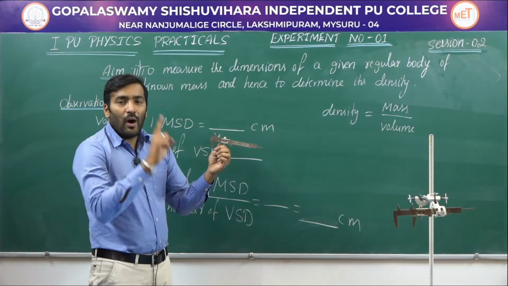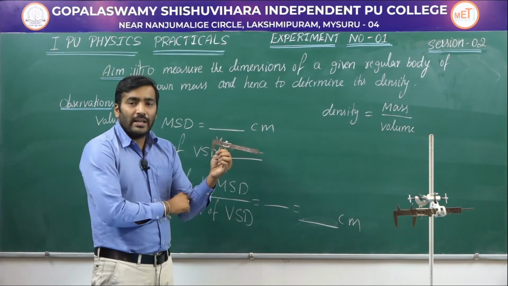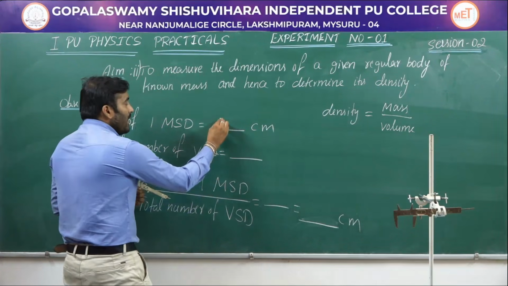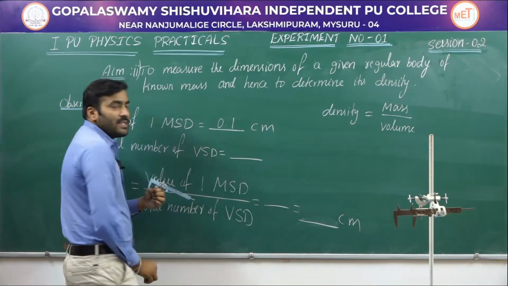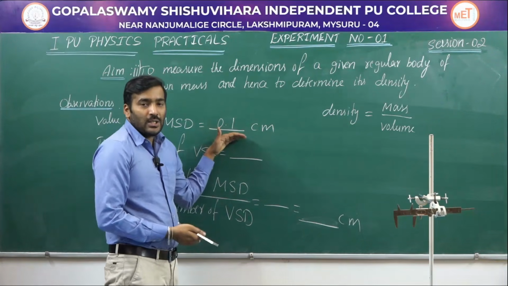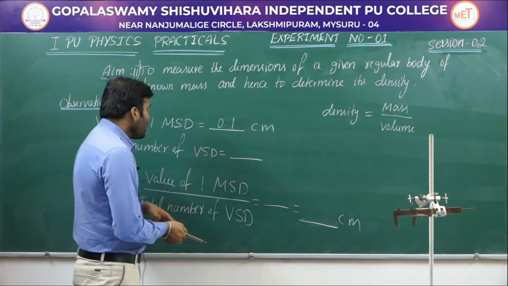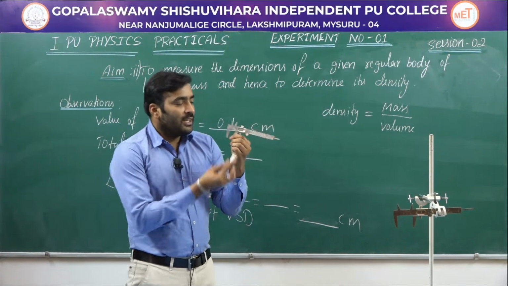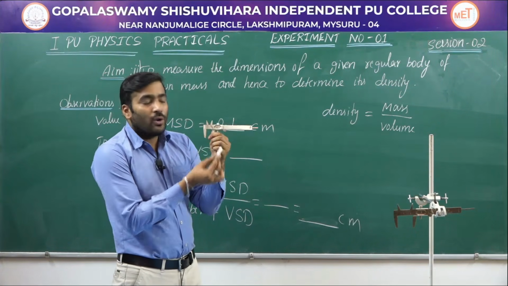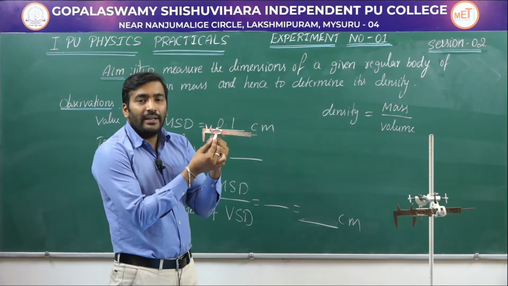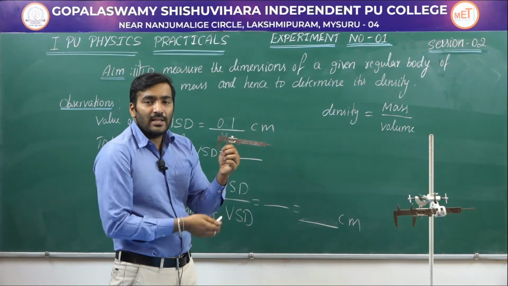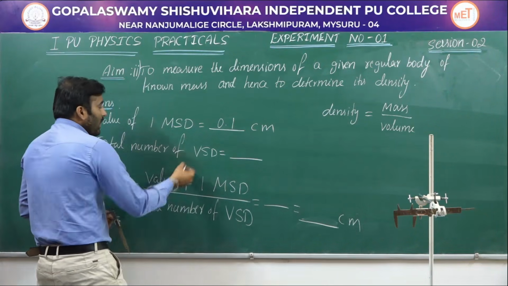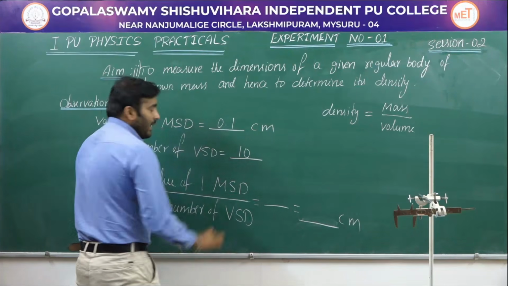What is the value of one main scale division in your vernier calipers? The value of one main scale division is 0.1 centimeter. This has been already explained in the previous session. And the total number of divisions of the vernier: you may find the divisions on this lower side of the window, and there are totally 10 divisions, which we counted in the last class itself. So the total number of vernier scale divisions is 10.